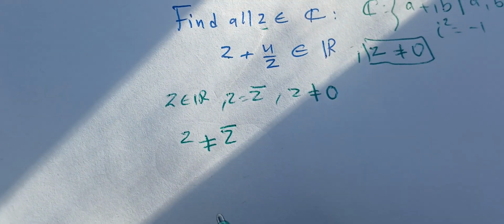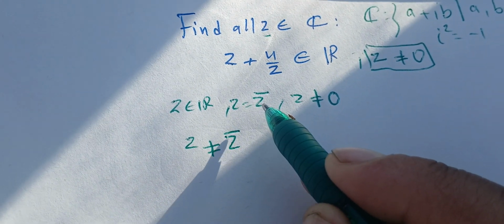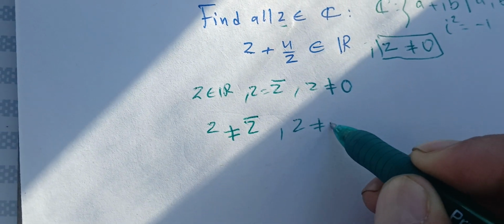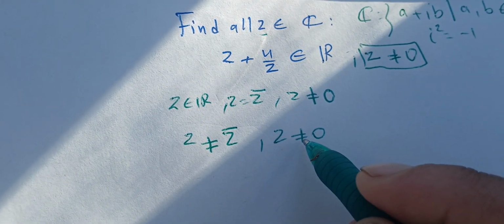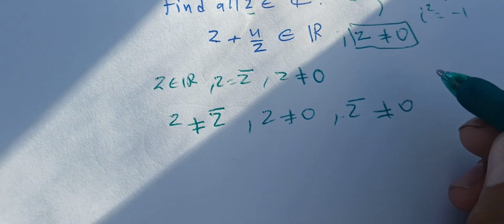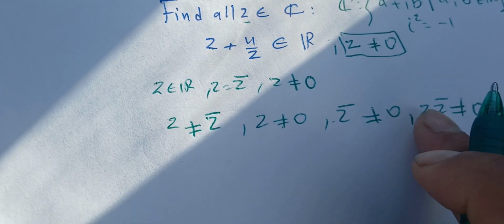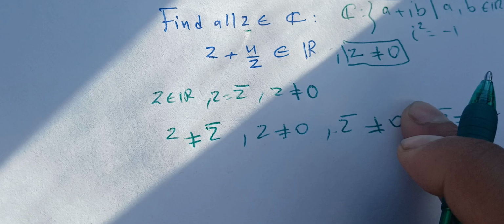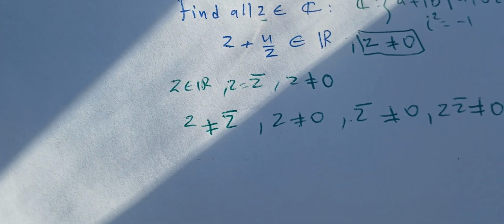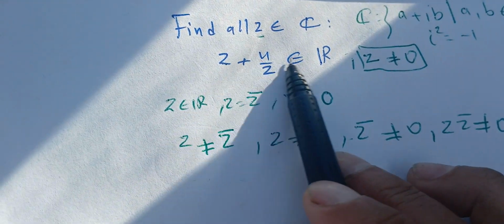Another thing we need to note is that once we have z different from z bar, we need to have z different from 0. This is coming from the condition here. And z different from 0 means that z bar must be different from 0. This gives us that z times z bar must be different from 0, since the product of two non-zero numbers is different from 0.